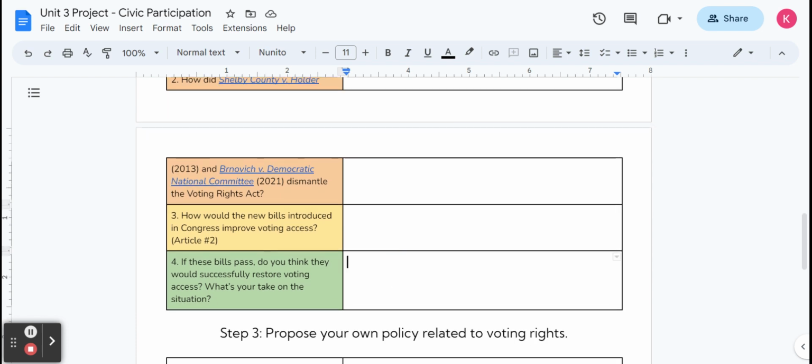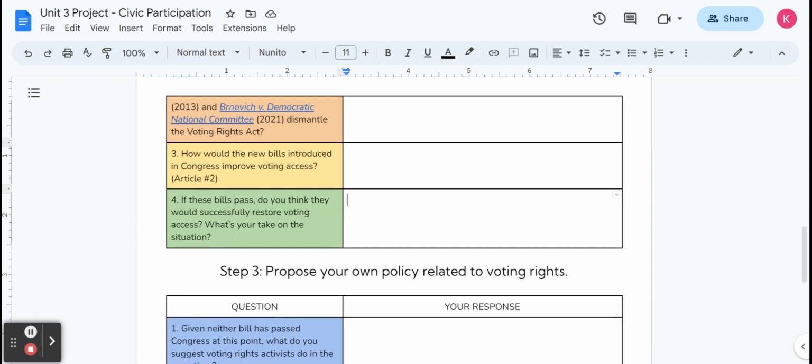And then how you're going to get to that evaluate section is answering if you think that they would successfully restore voting access and what is your take on the situation. So this will be partly opinion, but also using information from the sources to support your opinion.